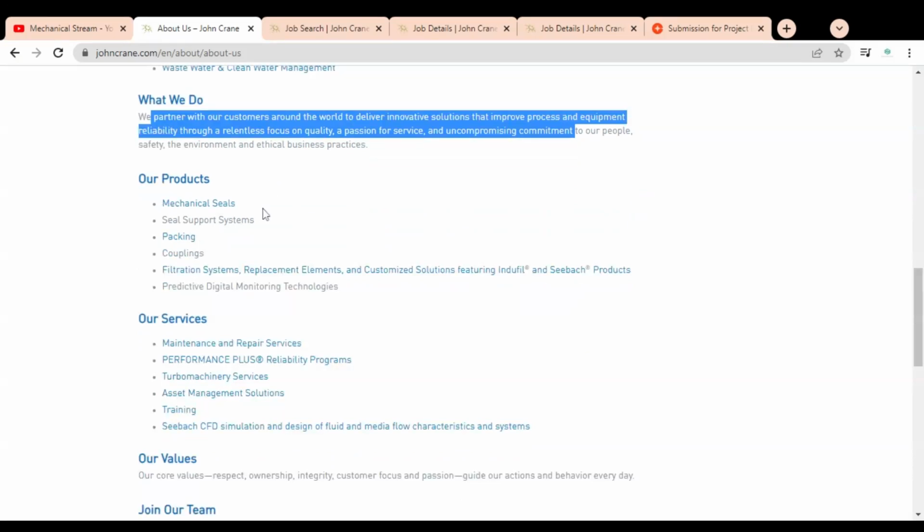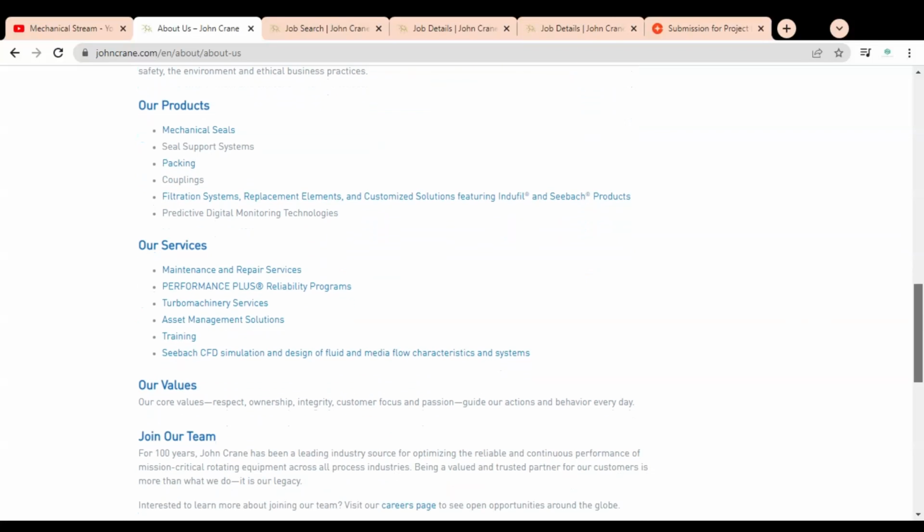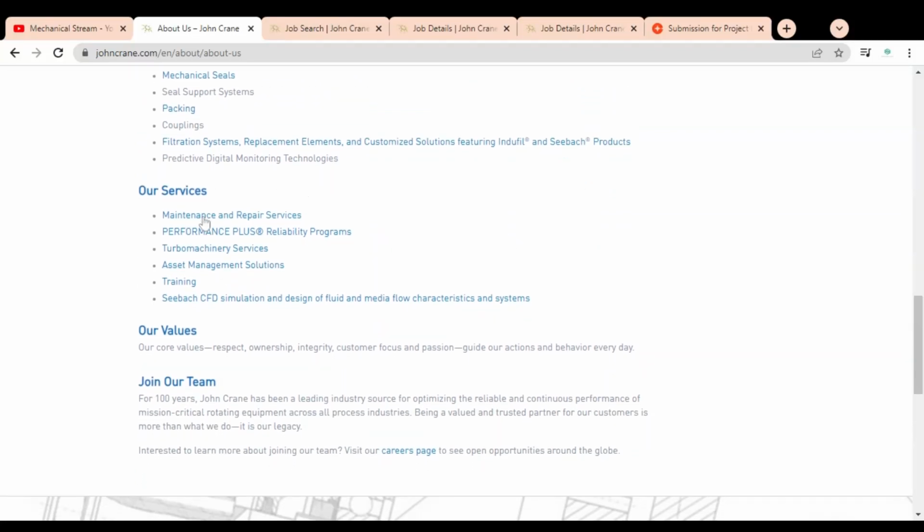So you can see mechanical seals, seal support systems, then packing, couplings. They also provide filtration systems, replacement elements, customized solutions for filtration and bearing products, and they also provide predictive digital monitoring technologies. So friends, it is a very good company, and you can see they also provide services like maintenance and repair services, performance plus reliability programs, turbomachinery services, then asset management solutions, training, CFD simulation, and design of fluid and media flow characteristic systems.